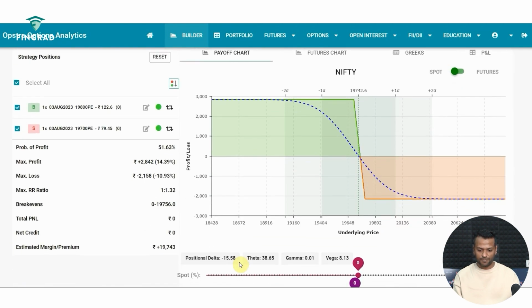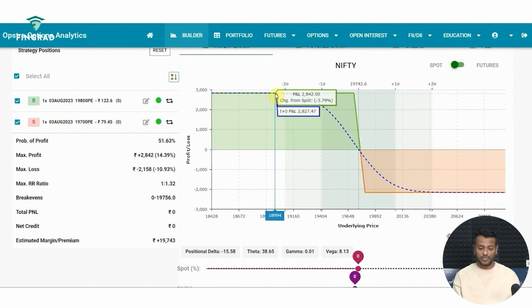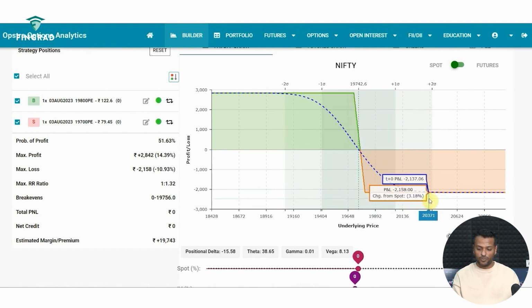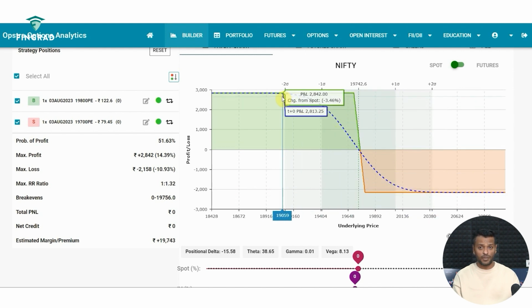Now, as you can see, your profit and loss are capped. That's the first thing I see on the strategy payoff chart. Your loss is capped if the market goes up, and your profit is capped when the market goes down. Which is why scalability becomes a big advantage when you're using the bear put spread, because you know how much you're going to lose or make, so you can go multiple lots in this. So that is one advantage of the bear put spread.